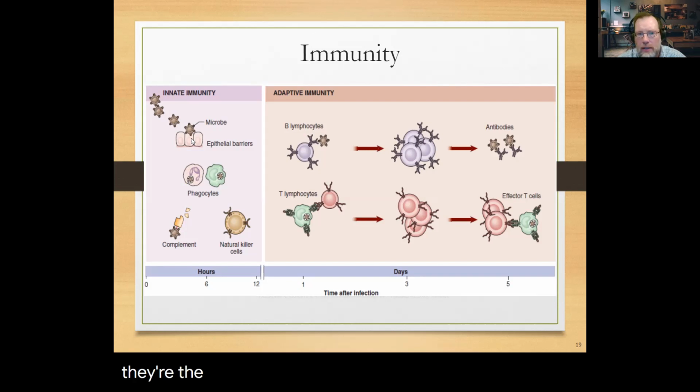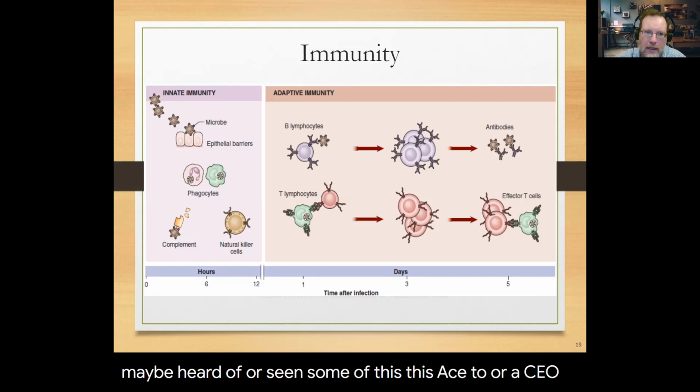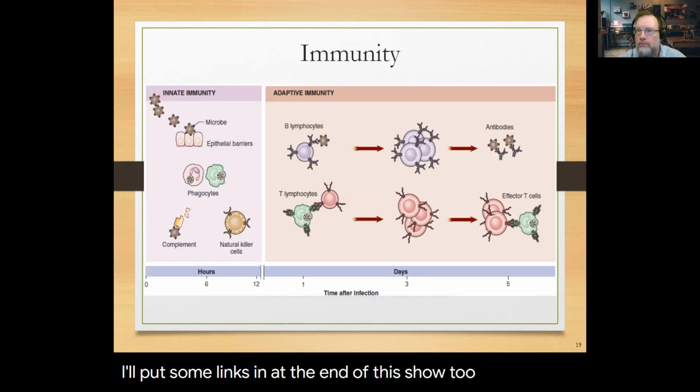The target that we're finding is a specific protein on the surface of really cells throughout the body. You've maybe heard of or seen some of this, ACE2, angiotensin converting enzymes. And I'll put some links in at the end of this show that will take you to a couple of really good websites that break down some of what I'm discussing.